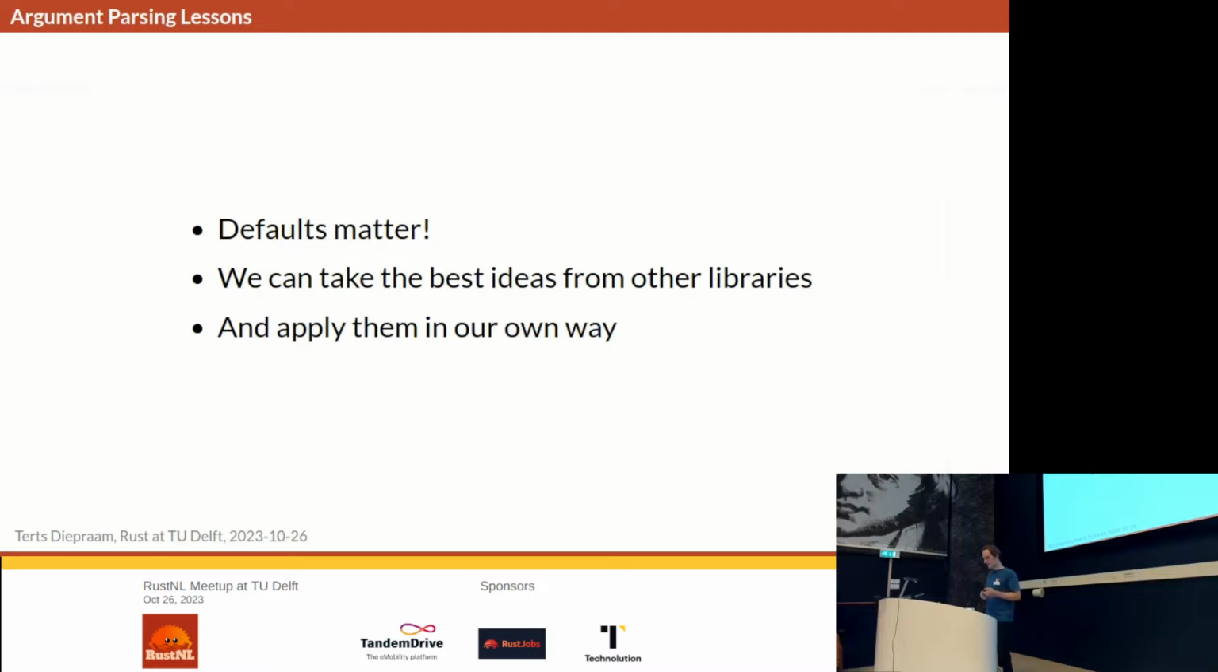And we can take the best ideas from other libraries, like Clap. I'm not going to say that I made a deriving on something for argument parsing, right? That's originally the structopt thing, and then structopt got into Clap, and now we have it too. But we can modify that a little bit, remix it in our own way to make it work for us.